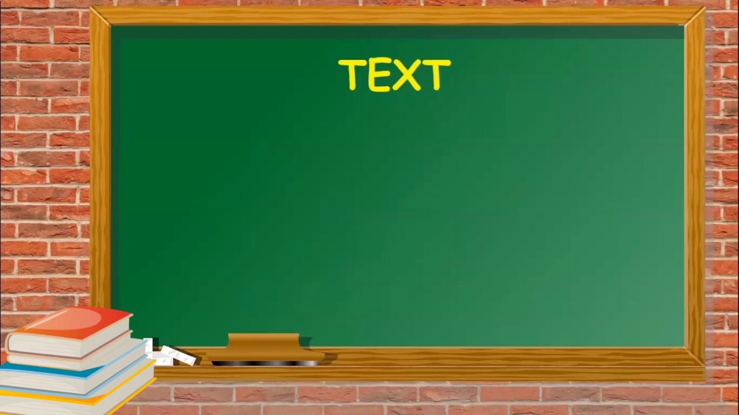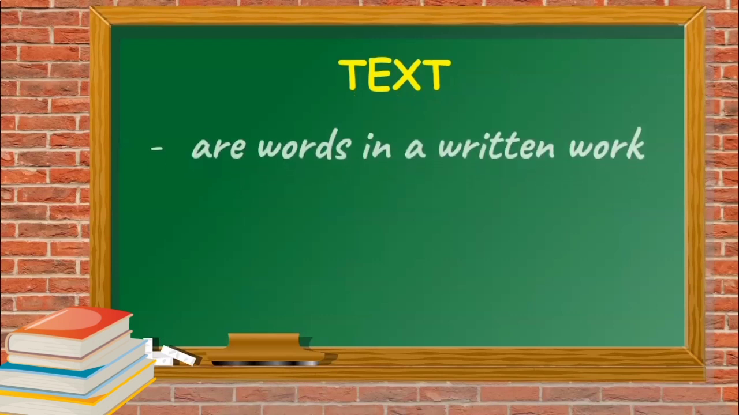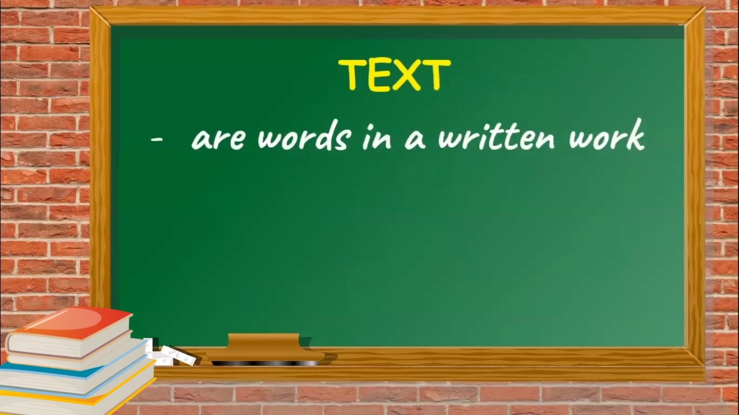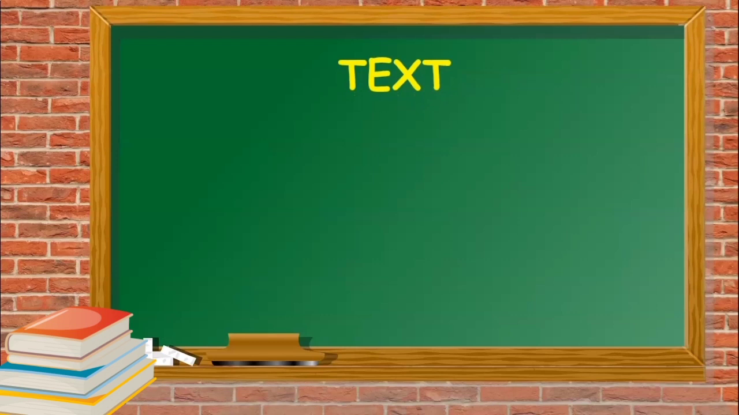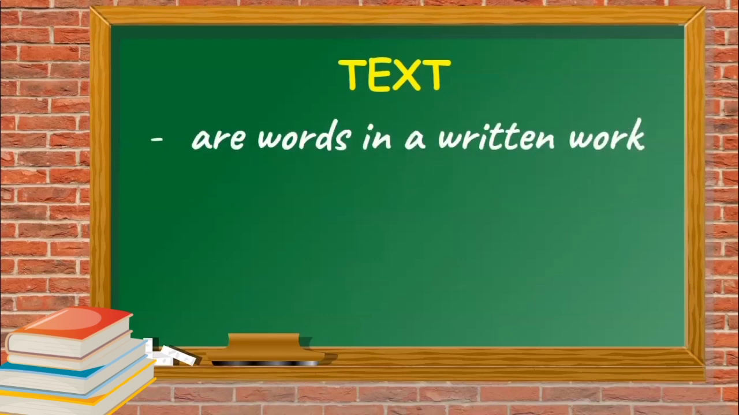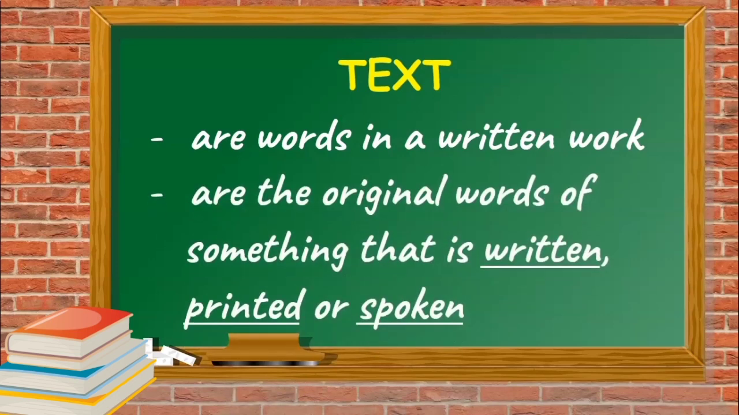Before we discover the different text types, we have to first define the word text. What is a text? Texts are words in a written work. In linguistics, texts are the original words of something that is written, printed, or spoken. These are the written words in printed materials, or could also mean the exact words of a speech.